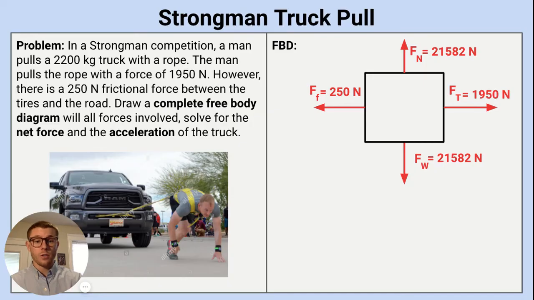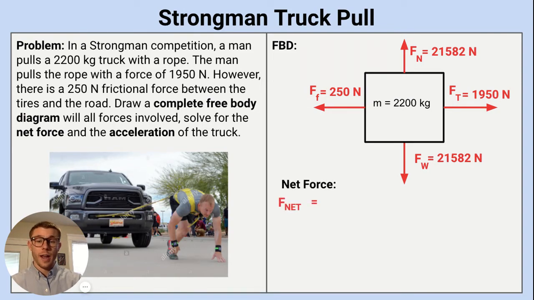But in the horizontal direction, our forces are not equal and opposite, so we have to figure out what the net force will be. Again, the mass of the object is 2,200 kilograms. That helped us find the weight of the truck, and it'll also help us later on when we use Newton's second law. So let's start with the net force.